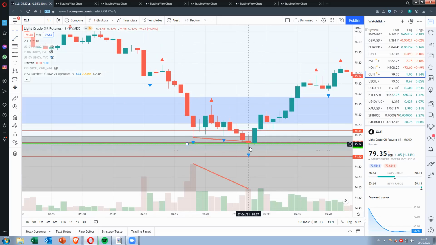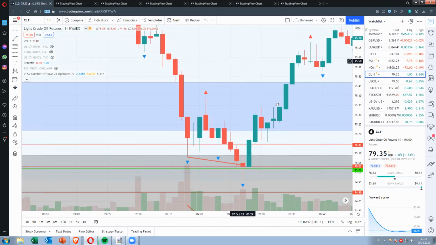Look what happens. 75 gets hit. This doesn't hit 75. It hits the order block. It doesn't hit the 75. This hits the 75, rejects it, trades higher. And now we just look. Oh, price is going higher. Price is going higher.